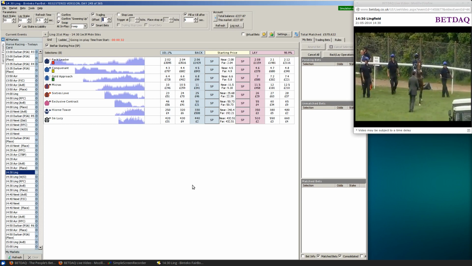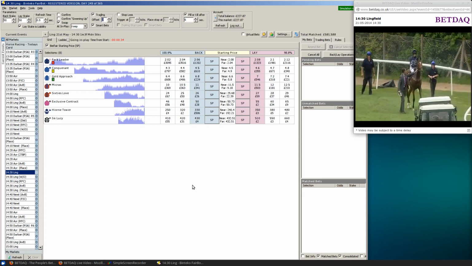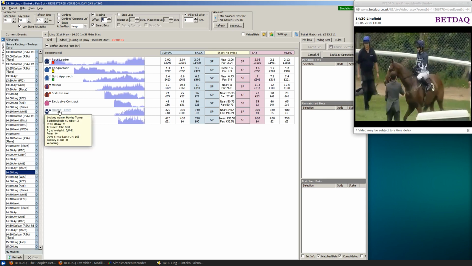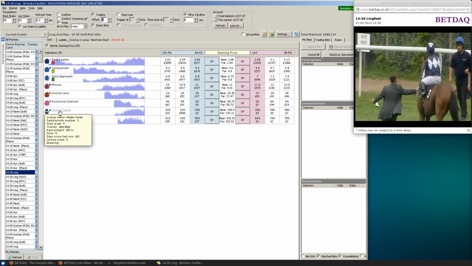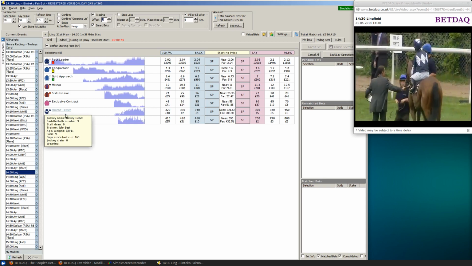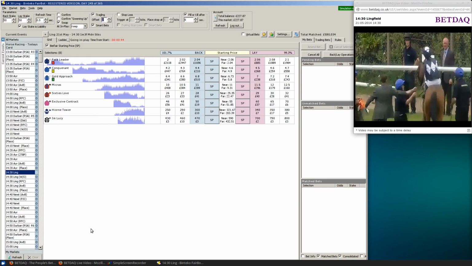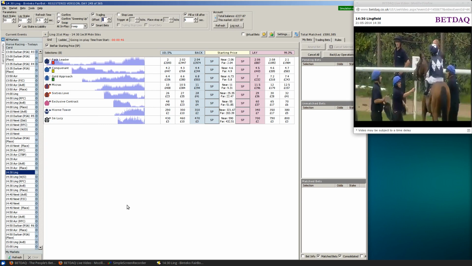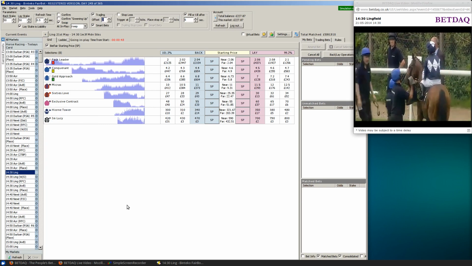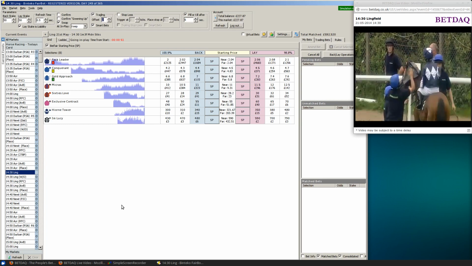Well, number 3's playing up. He might not go actually. That's that one there, isn't it? Haley Turner on board. I'm just going to pause the video rather than wait for them to try and get this runner in, and I'll restart once the race is underway.